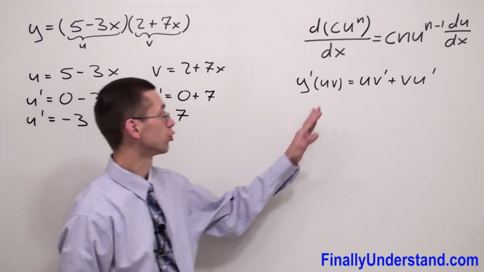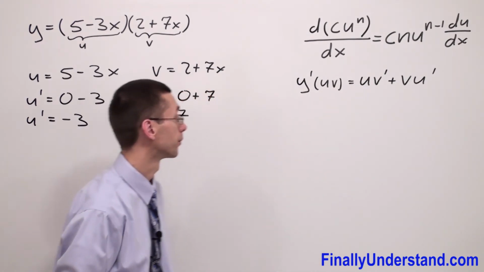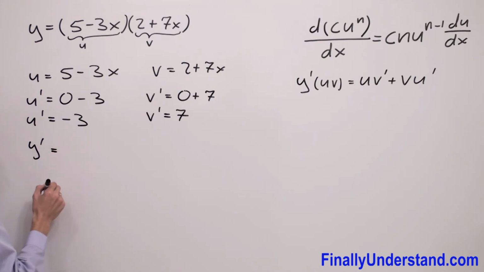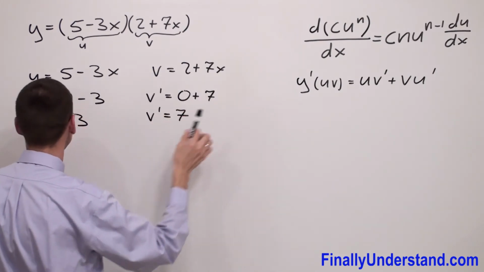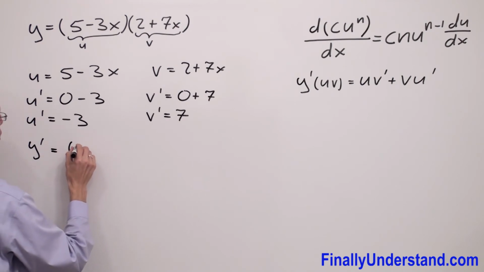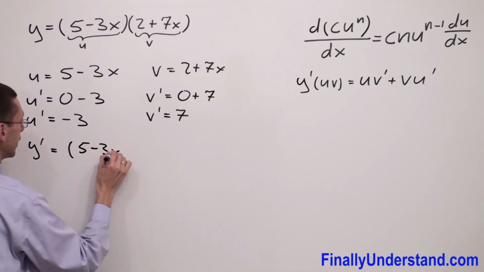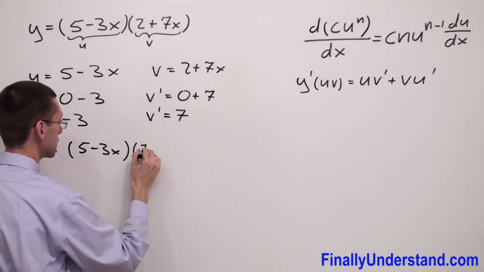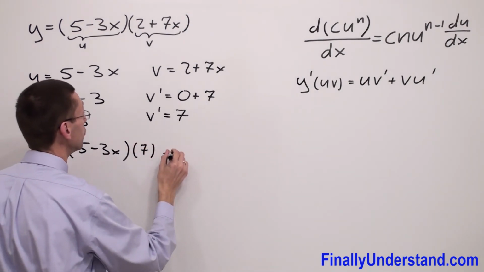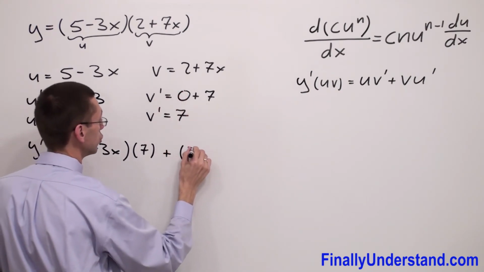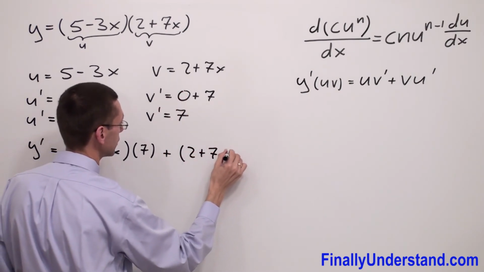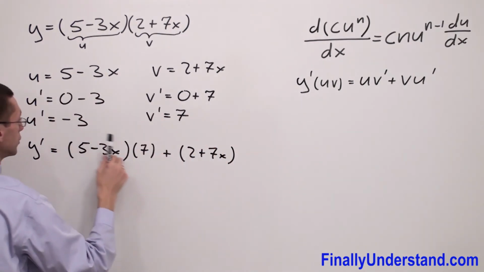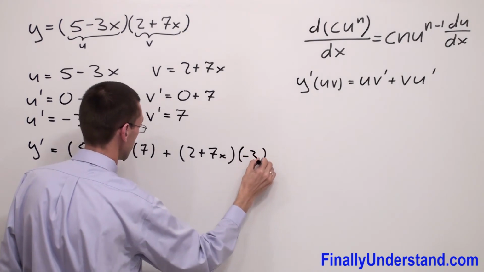Next, we're supposed to use the formula. So we have y prime is going to be equal to u, my u is equal to 5 minus 3x, times v prime, which is equal to 7, plus v, which is 2 plus 7x, times u prime. u prime is equal to negative 3.